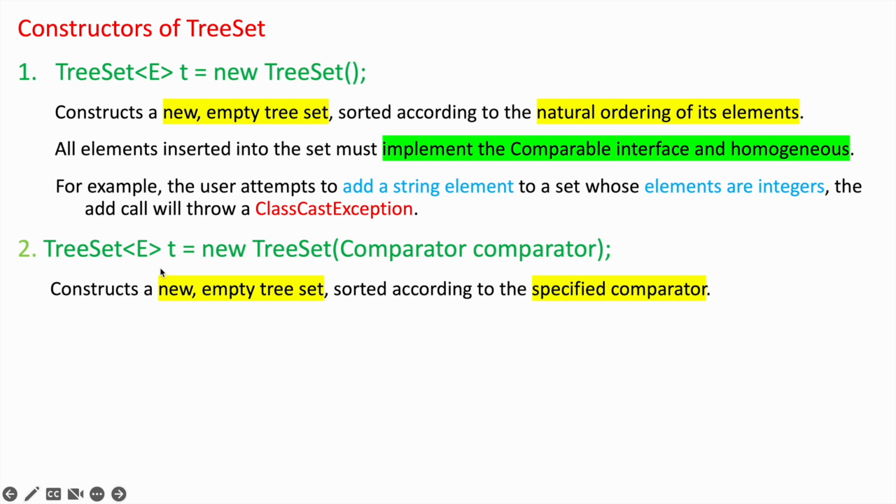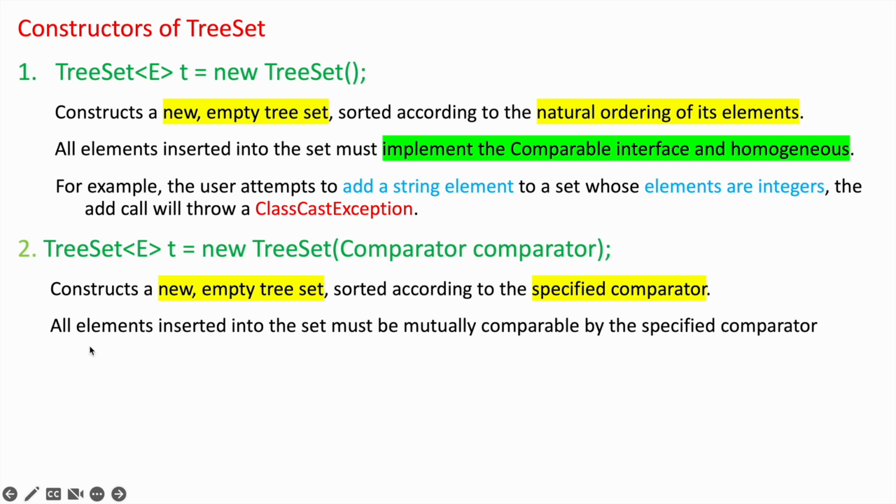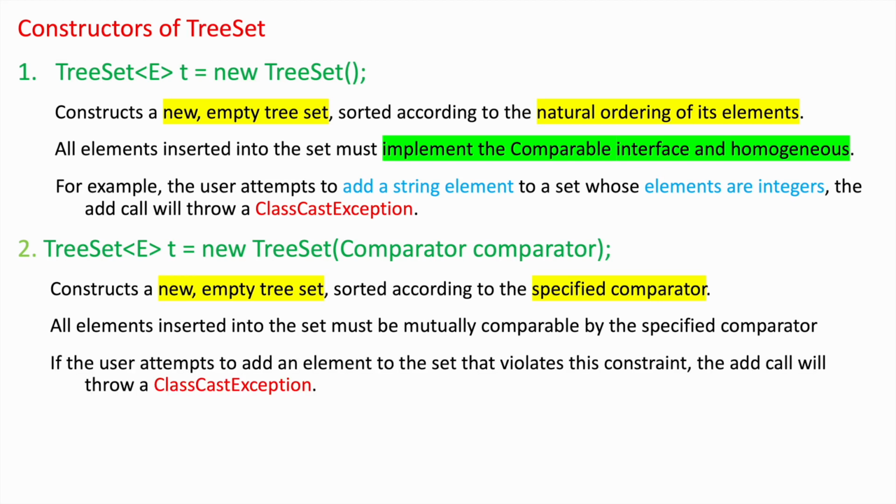So when you create a TreeSet object by using this constructor, whatever elements we plan to add into this TreeSet object will be ordered according to the specified comparator. All the elements inserted into the set must be mutually comparable by the specified comparator. So here also, if you are adding any elements based on the comparator, they should have that type. If you have added a different type, it will give ClassCastException. So these are the two important constructors we mainly use.